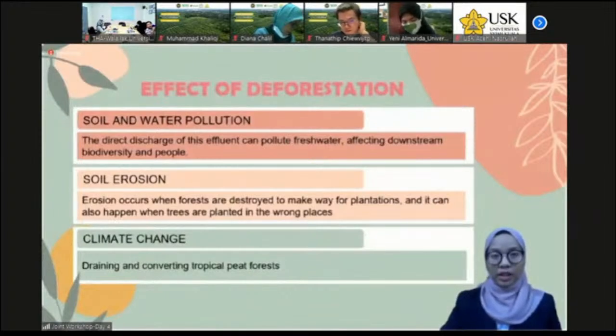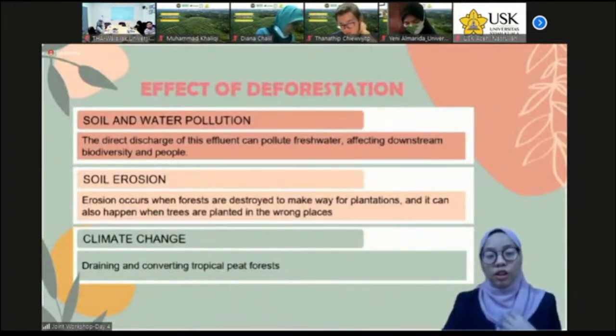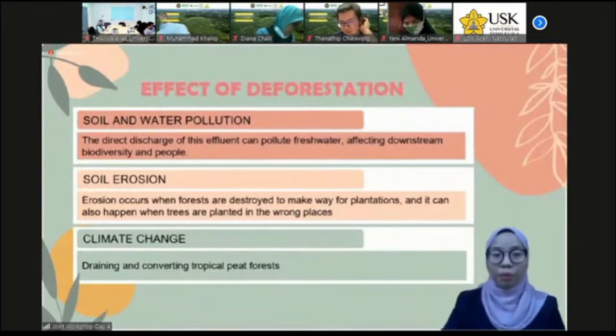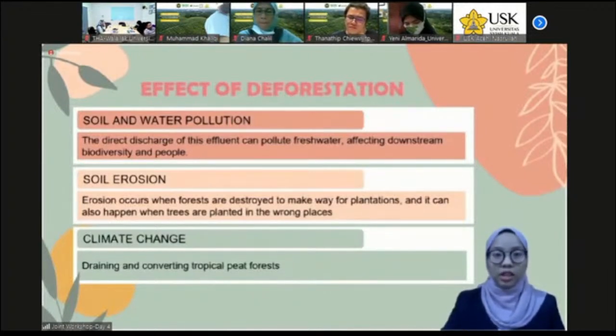So for the next part is the effects of deforestation. We have three effects of deforestation, which are soil and water pollution, soil erosion, and climate change. For soil and water pollution, for every metric ton of oil palm produced, an oil palm mill creates 2.5 metric tons of wastewater. The direct discharge of these effluents can pollute fresh water, affecting downstream biodiversity and people.